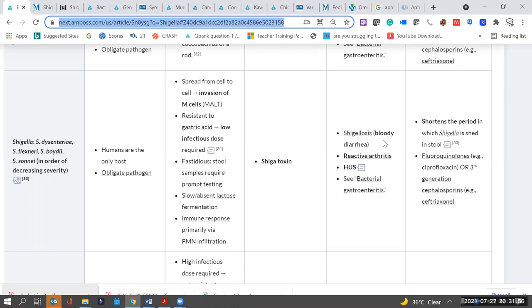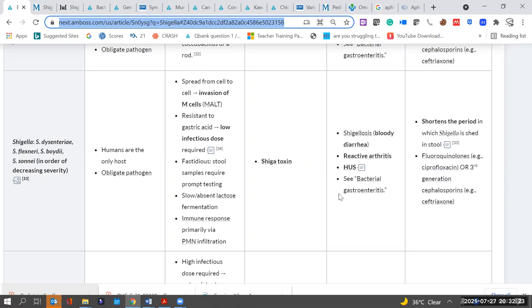Most of the time the patient presents with lower abdominal pain, crampy abdominal pain, and having obvious blood, that is bloody diarrhea. Now this is the complication. This infection is not only going to be in the gastrointestinal area, but of course you will see some extra intestinal manifestation, and that is considered a complication. One of the most important complications of Shigella is hemolytic uremic syndrome.